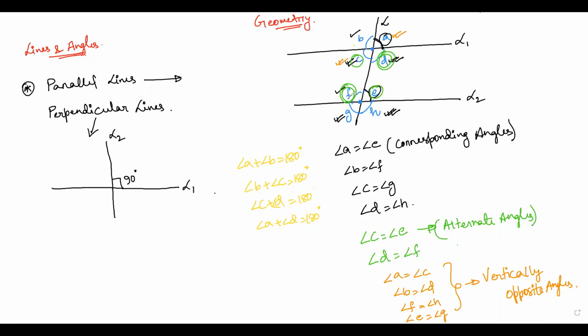In a similar way, angle F plus angle E, or angle E plus angle H, or angle H plus angle G, or angle G plus angle F will also be straight angles. So the summation of all these angles will also be 180 degrees. So when there are parallel lines and there is a transversal, in that case, all the corresponding angles will be equal. All the alternate angles will also be equal, and the vertically opposite angles will also be equal.